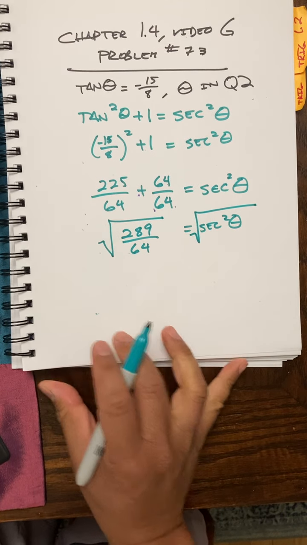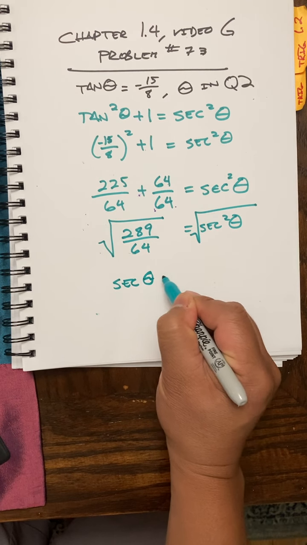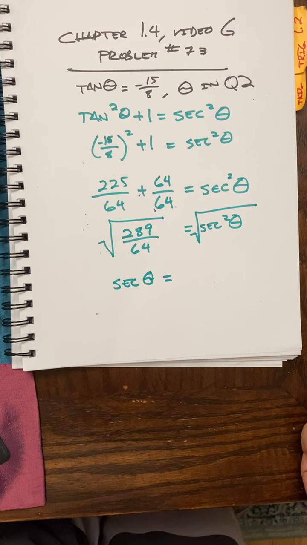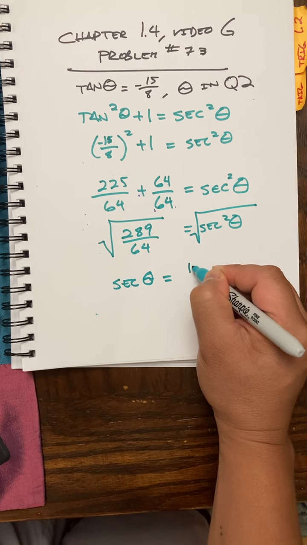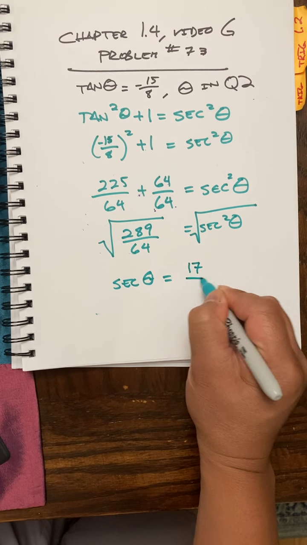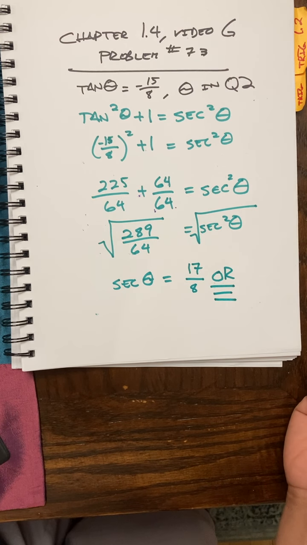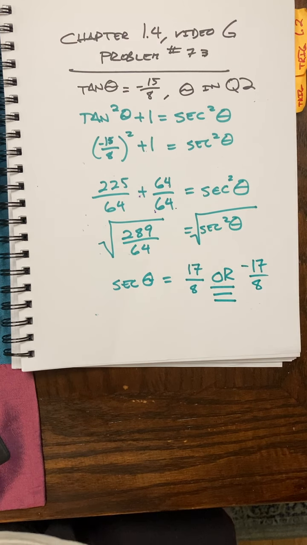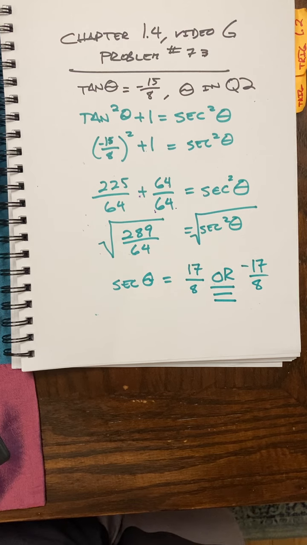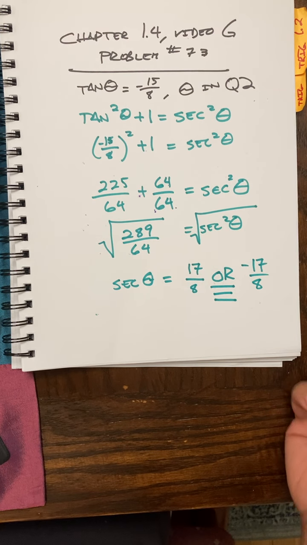And here, I'm going to write this a little reverse here. Secant of theta is equal to, what's the square root of 289? 17, right? Everybody knows that. So my answer is 17 over 8, or negative 17 over 8, right? That's like saying if you take the square root of 4, your answers are plus or minus 2. So that said, the question is, which one is it?